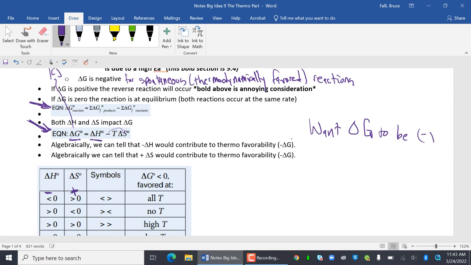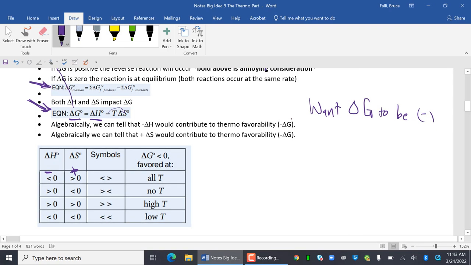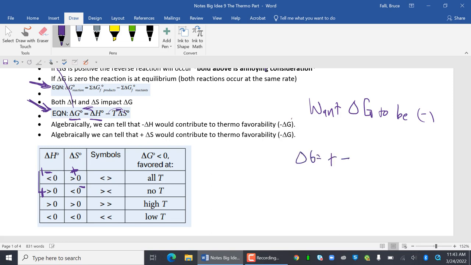An example of that would be a ball rolling down a hill. The opposite of that is if delta H is positive, which algebraically says that's not negative, and delta S is negative, minus a negative. So if I have delta G equals a positive minus a negative, see how that becomes positive? That means never. At all temperatures, this is never.